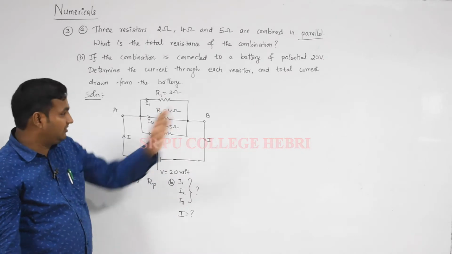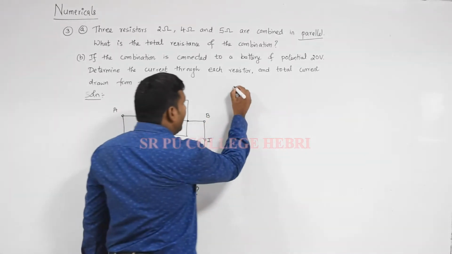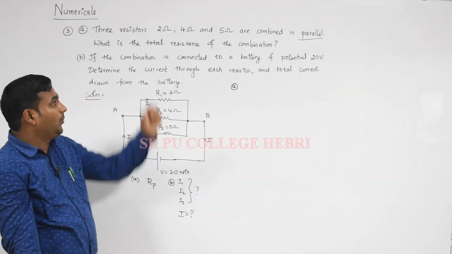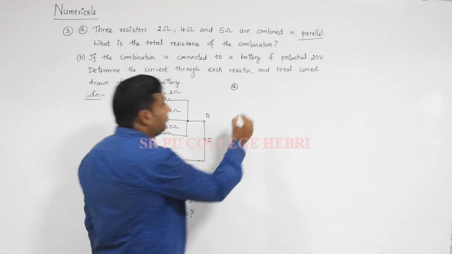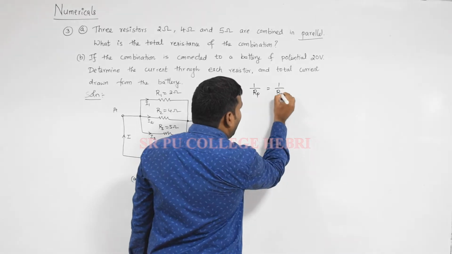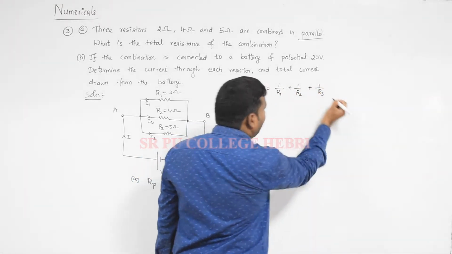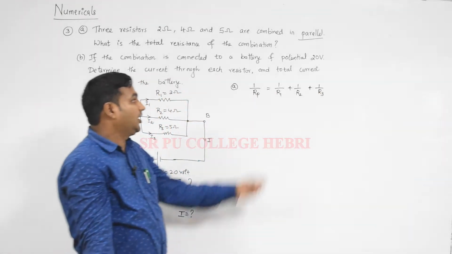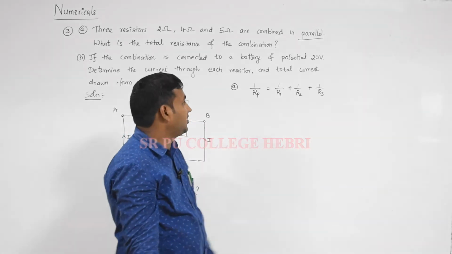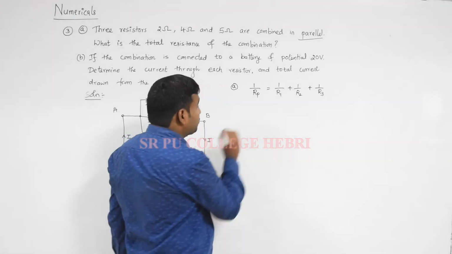We'll discuss further. Again, in case of the given circuit, the first part asks for the effective value of resistance or total value of resistance when they are connected in parallel. The formula you learned is 1 by Rp is equal to 1 by R1 plus 1 by R2 plus 1 by R3, which is the formula for parallel combination if 3 resistors are connected in parallel. If n number of resistors are connected in parallel, it becomes plus so on up to 1 divided by Rn. Now substitute the values here.